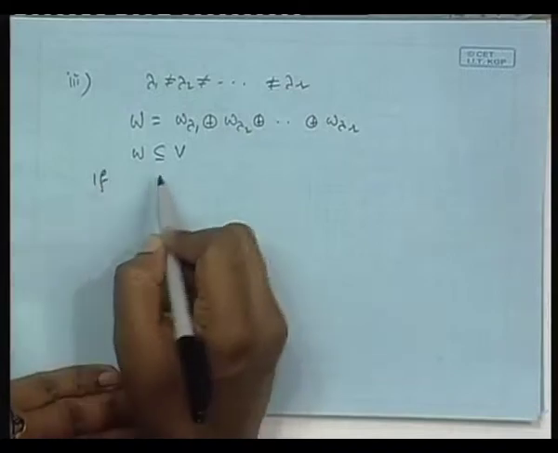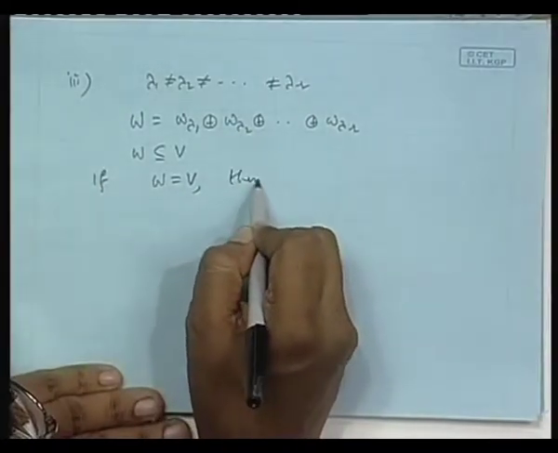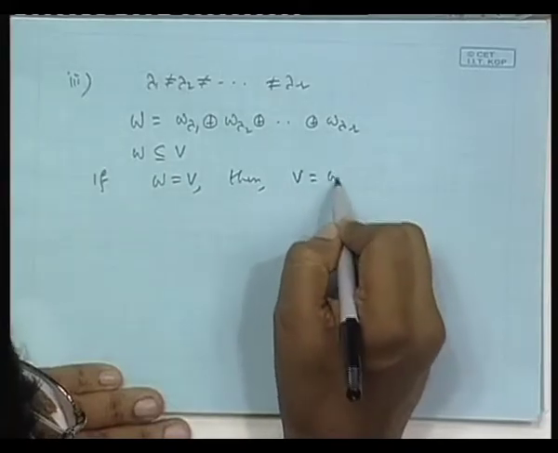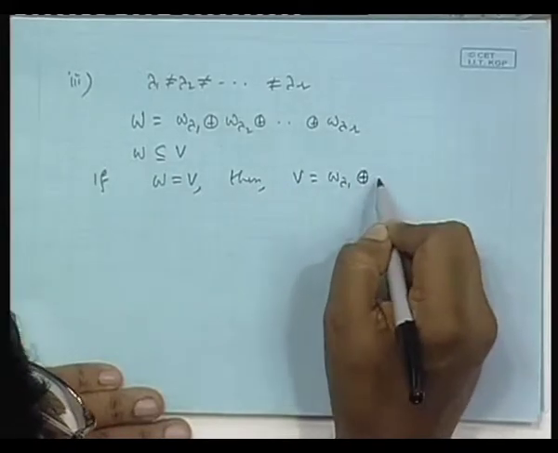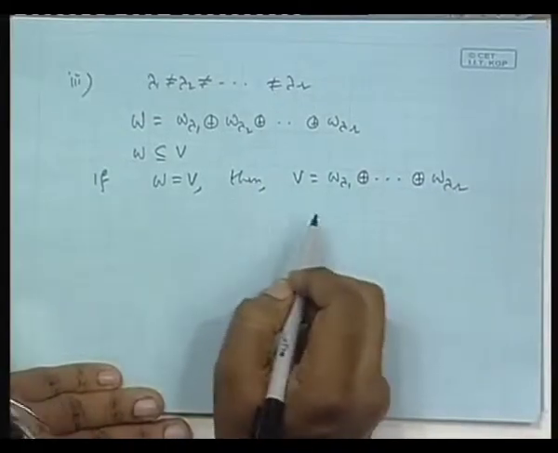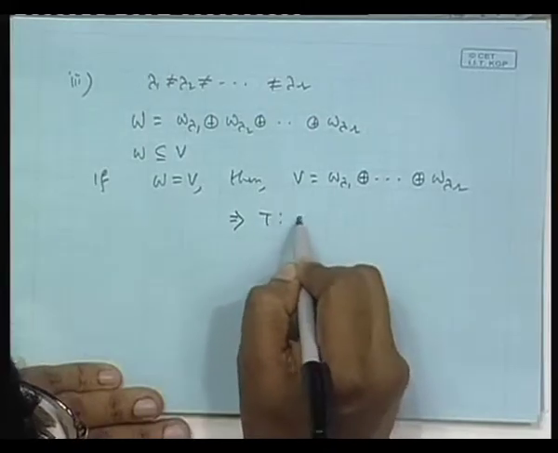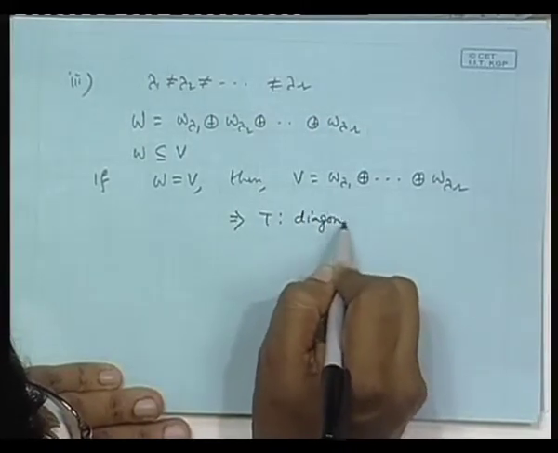If W is equal to V, then we have V equal to W_lambda_1 direct sum dot dot dot direct sum W_lambda_r. Then we say T is diagonalizable.